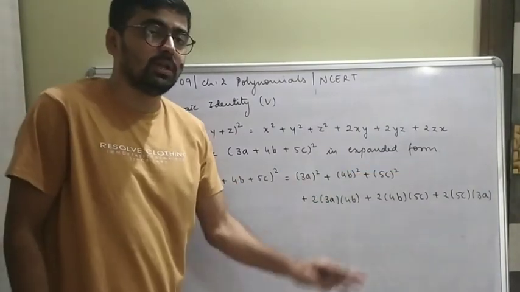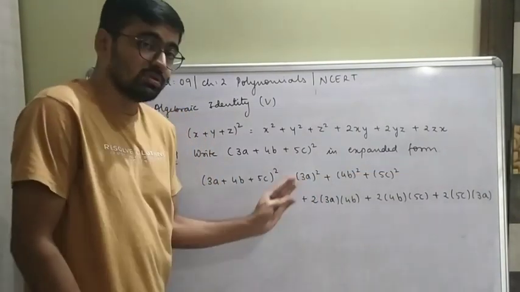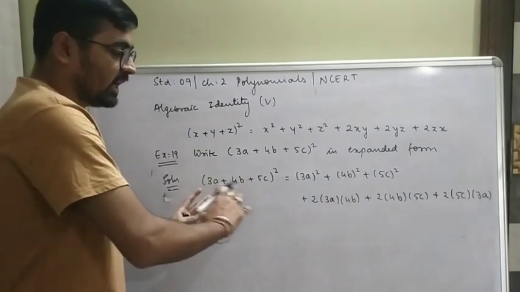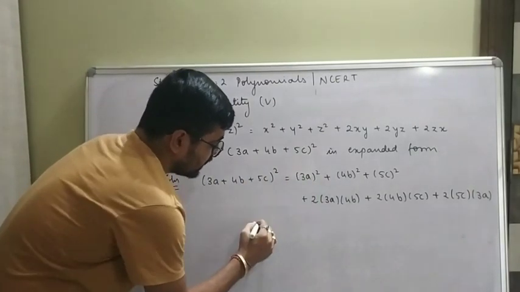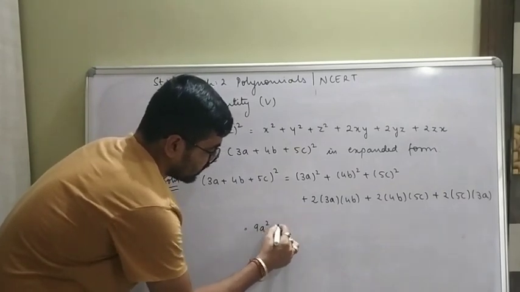Now we can't just simply leave it like this. We have to simplify it. We have to take the product whatever it can. Correct? So first of all, 3a whole square. So 3 square is 9a square.